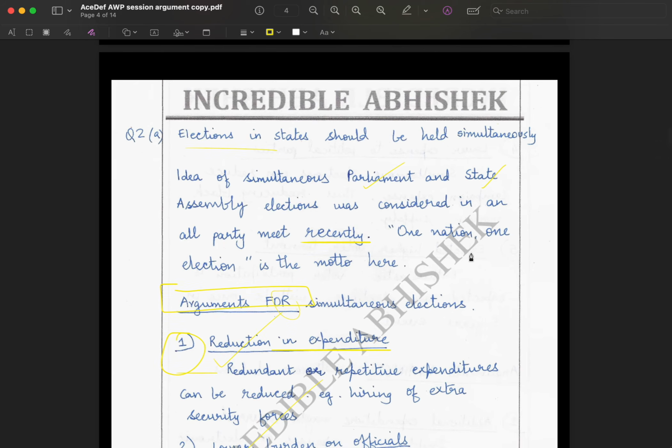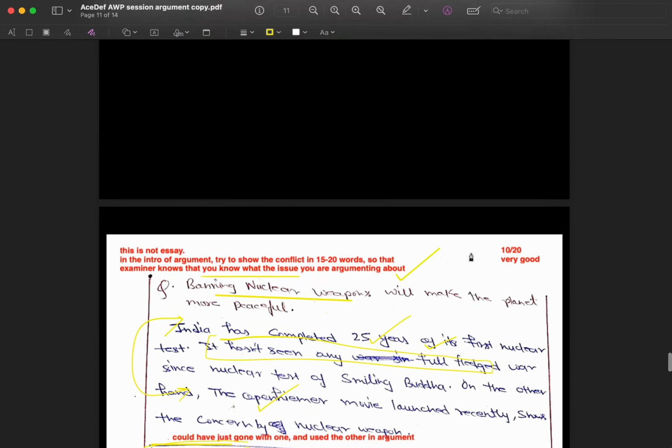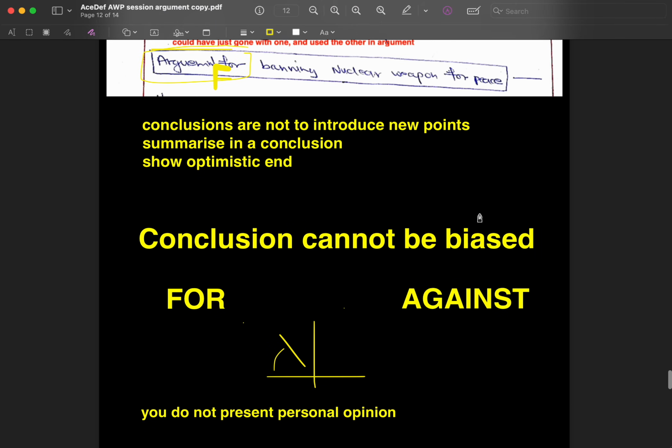Now, for my Hindi candidates, I'll just wrap this up with a brief Hindi. आपका जो कंक्लूजन आएगा अंत में, वो किसी भी एक तरफ लीन नहीं होना चाहिए. आप फॉर और अगेंस्ट दोनों में ही बराबर पॉइंट्स देने का प्रयत्न करें एग्ज़ाम में.